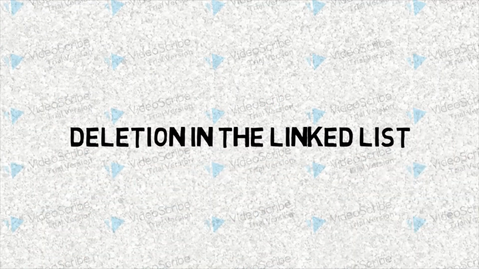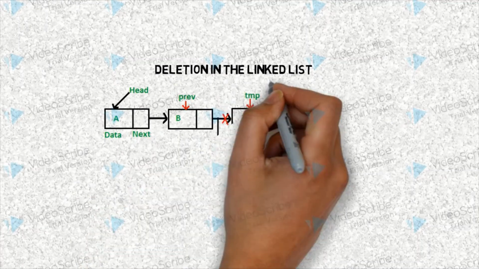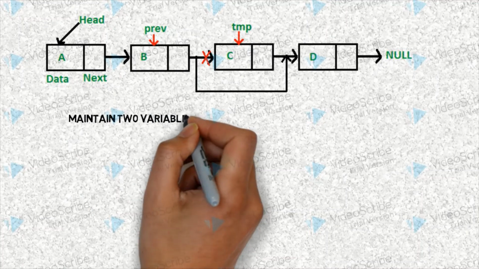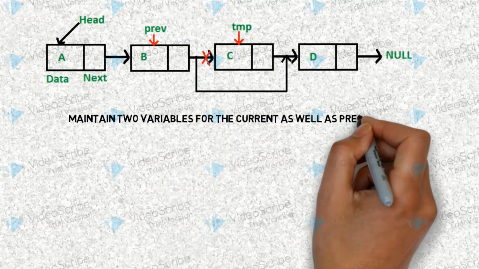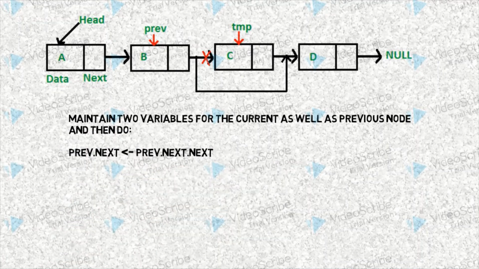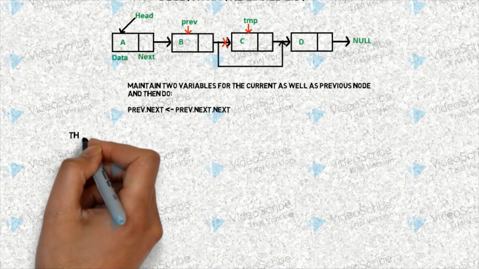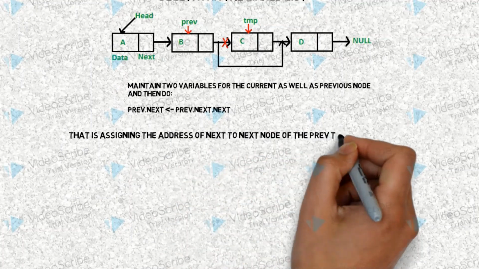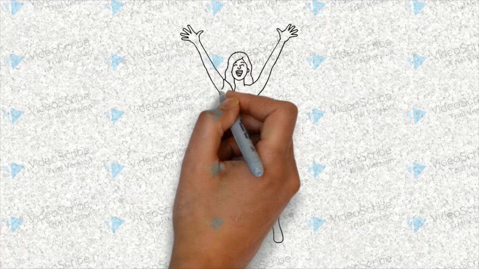Deletion in the linked list. Take for instance, this is our linked list and we have to delete C. Maintain two variables for the current as well as previous node, and then do previous.next equals previous.next.next. Basically, we want to store the address of the next to next element into the previous element. That is, assigning the address of the next to next node of the previous to the next of previous. That would simply delete that particular element.